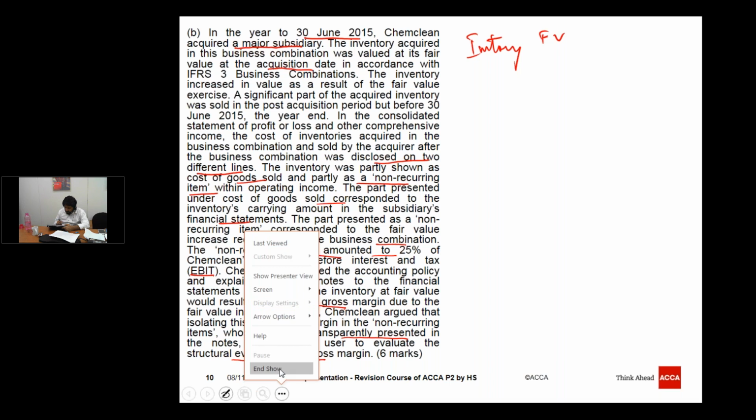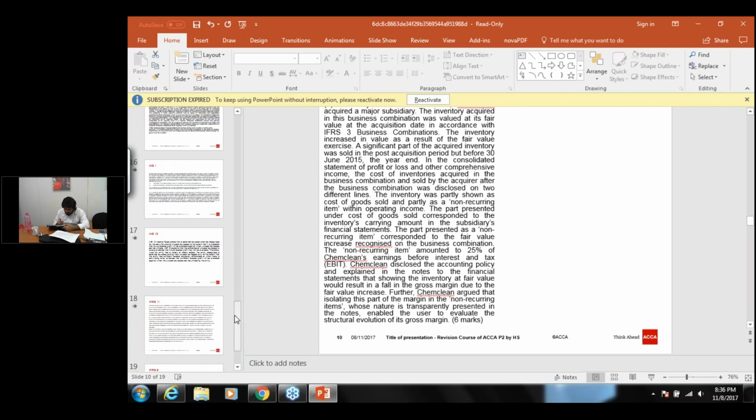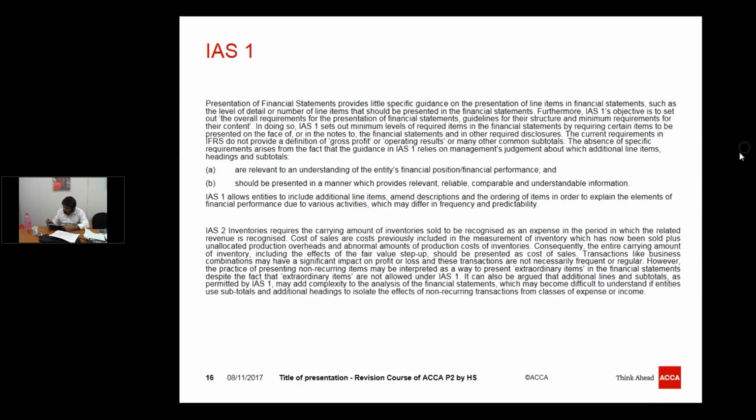So let's discuss what IAS 1 says about this. IAS 1 says that presentation of the financial statement provides little specific guidance on the presentation of line items in the financial statement, such as the level of details or the number of line items that should be presented. Furthermore, IAS 1 objectives to set out the overall requirement for the presentation of the financial statement, guidelines for the structure, minimum requirement for the contents. In doing so, IAS 1 sets out the minimum level of the requirement items by requiring certain items to be presented on the face of the statements. So these are actually some of the introduction of IAS 1.